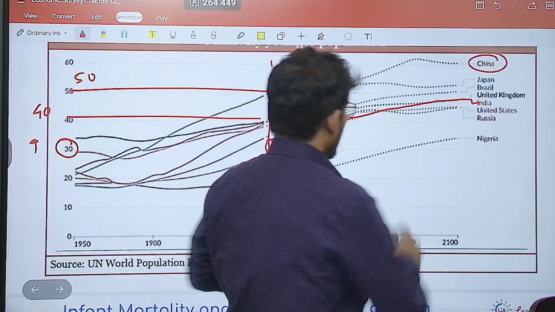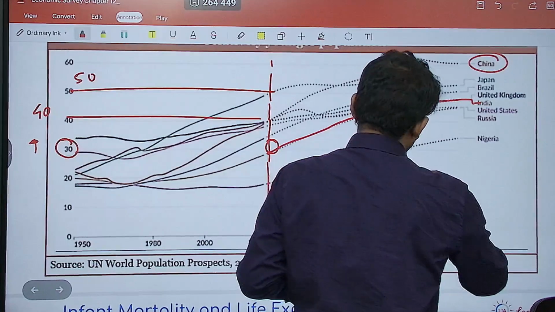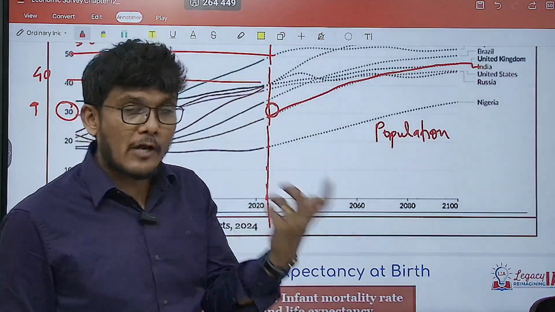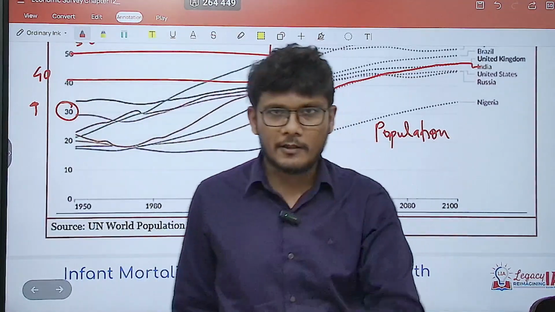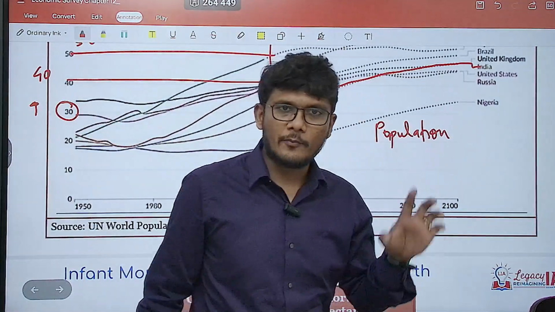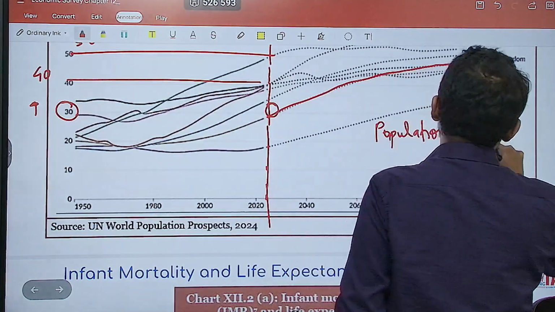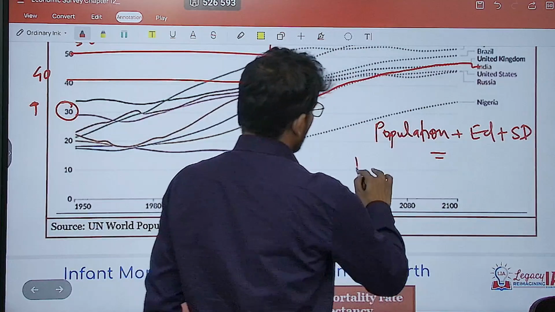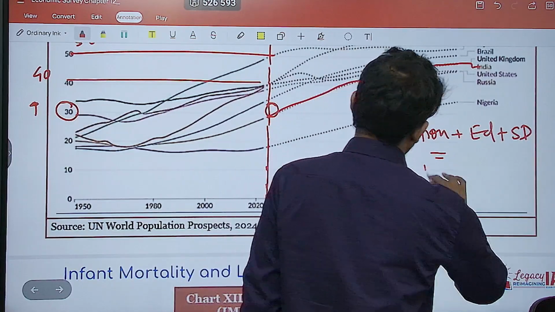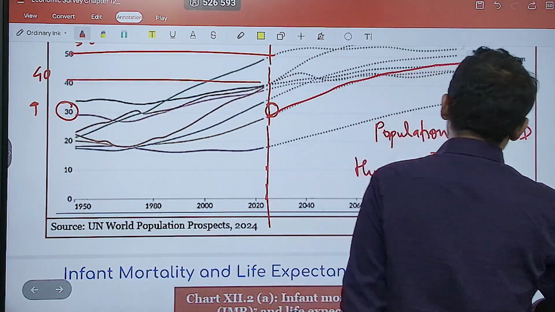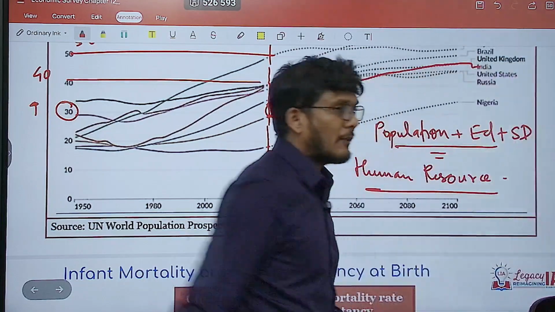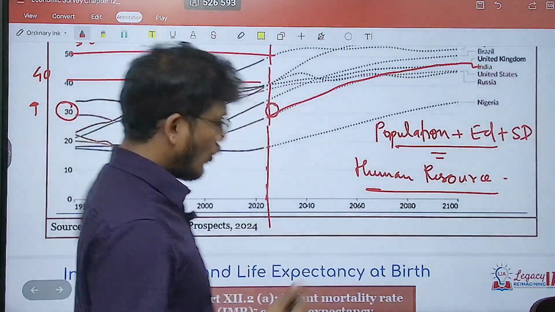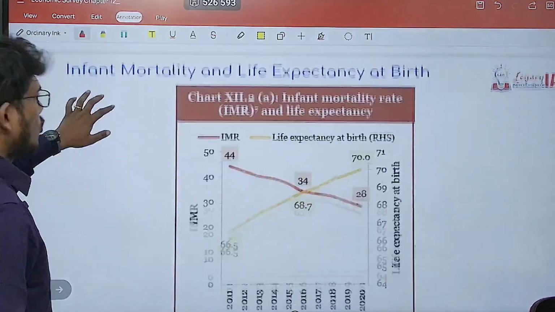Why? Because population is an issue. Too much population is an issue for the economy if that population is not productive. So how to make the population productive? In population, you add education, you add skill development, then this population gets converted into human resource. So when you convert your population into human resource, the population becomes productive, and that's when you can reap the benefit of the population. So that is exactly what we have to do.